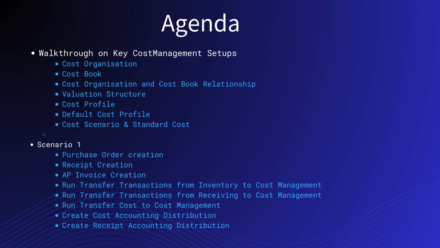Then we'll create a purchase order. We'll create a receipt against that purchase order. And then we'll do the invoice matching to create an AP invoice with a different pricing.